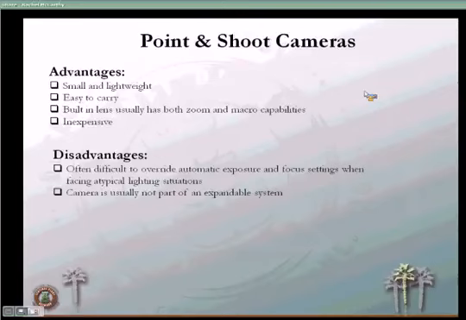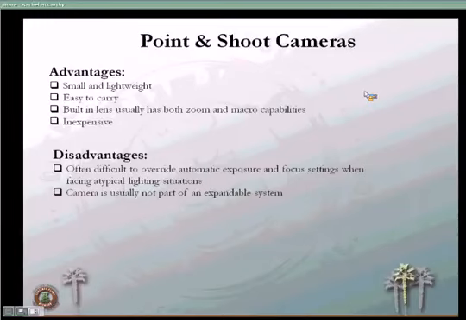So if you're thinking of getting a point and shoot camera, the advantages are that they're usually small and lightweight. They're easy to carry. A lot of them will actually fold up so small you can slip them in your pocket. They usually have built-in lenses that have zoom and macro capabilities, and they're also relatively inexpensive.